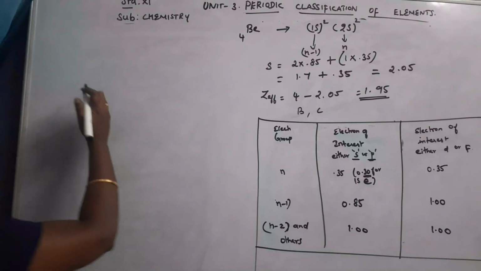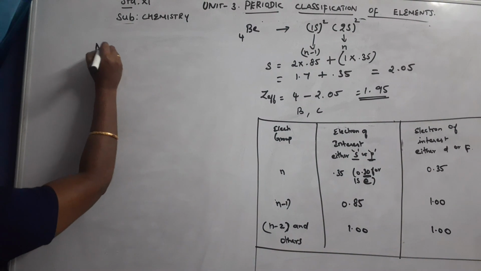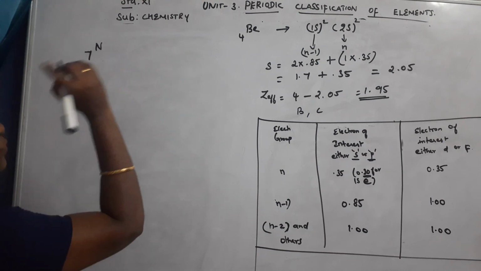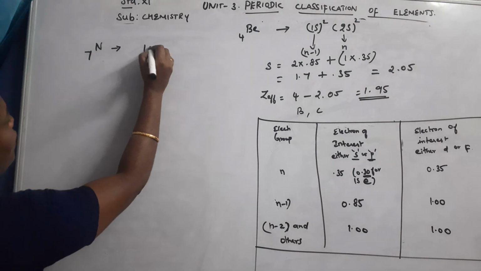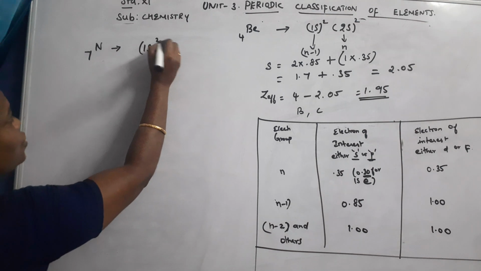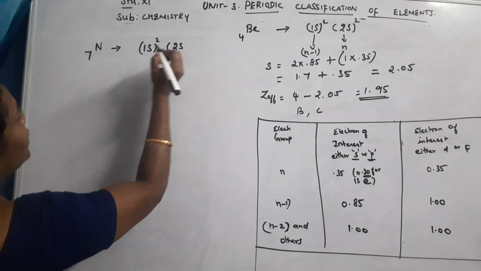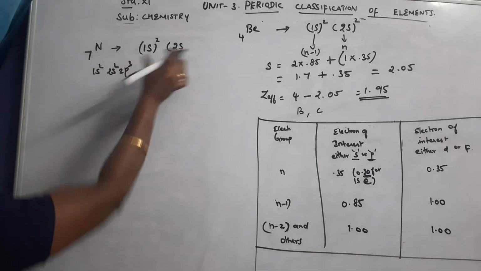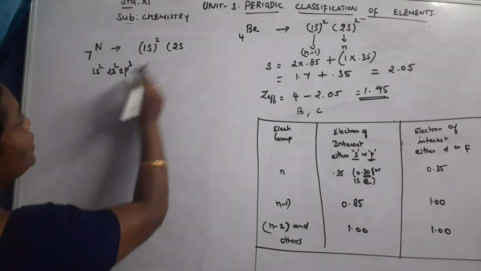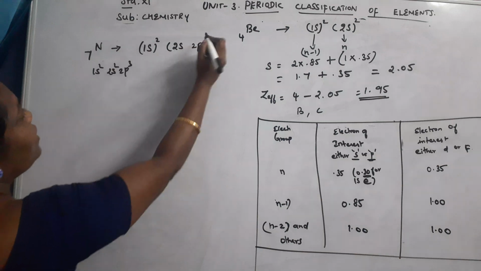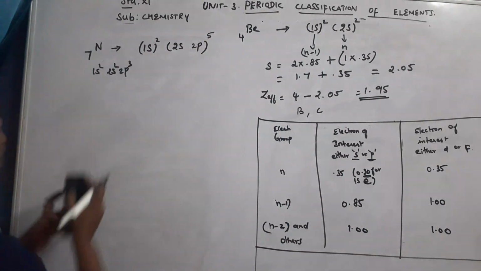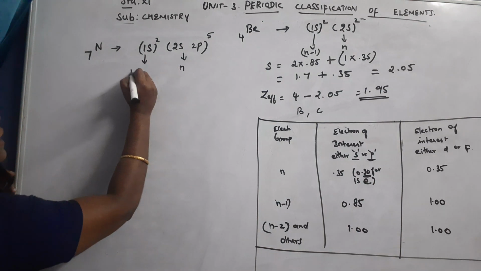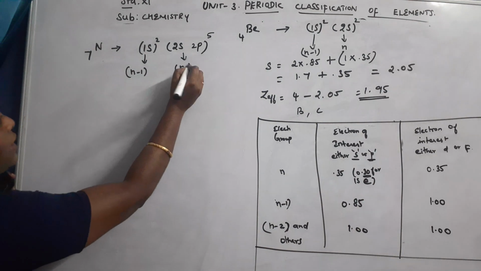Let me calculate the effective nuclear charge for nitrogen now. For nitrogen the atomic number is 7. The first step is to write the electronic configuration: 1s2, 2s2, 2p3. Then only we group it up. 2s2 and 2p3 should be grouped together, so 2 plus 3, total 5 electrons. This shell is considered the nth shell and here is n minus 1.